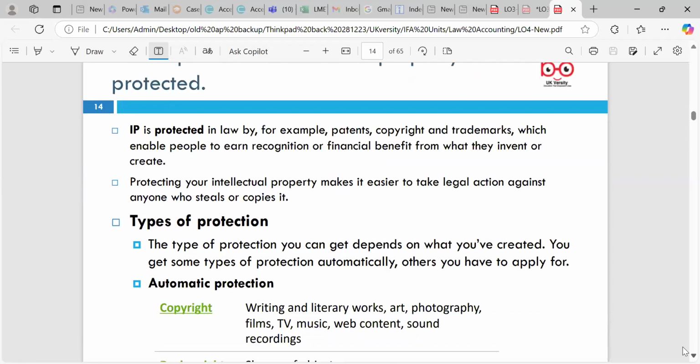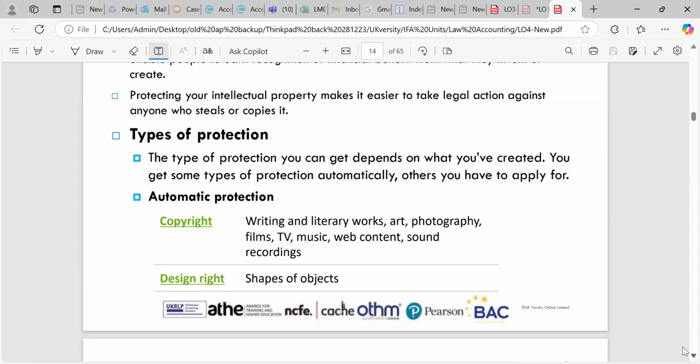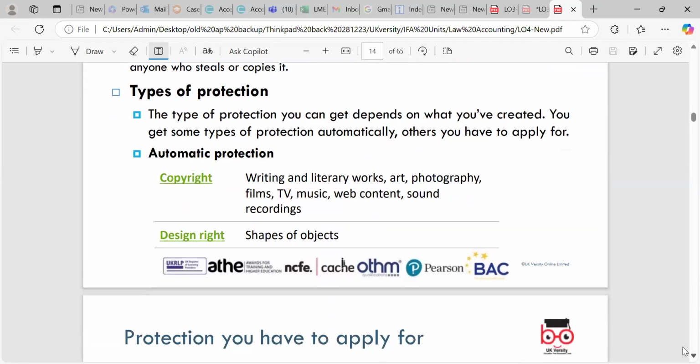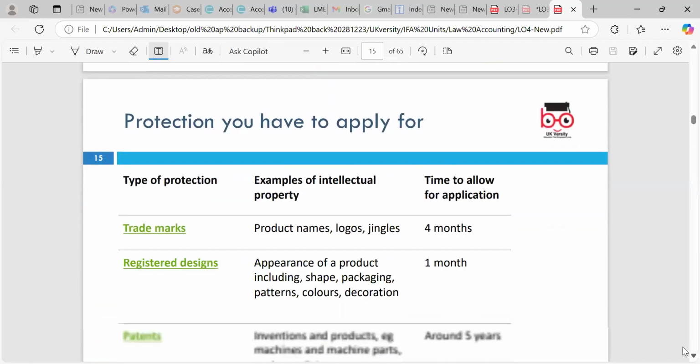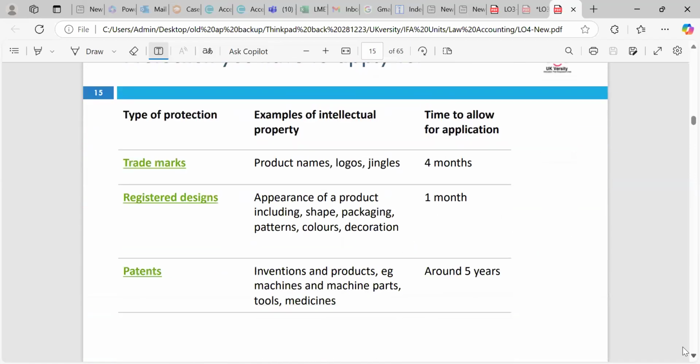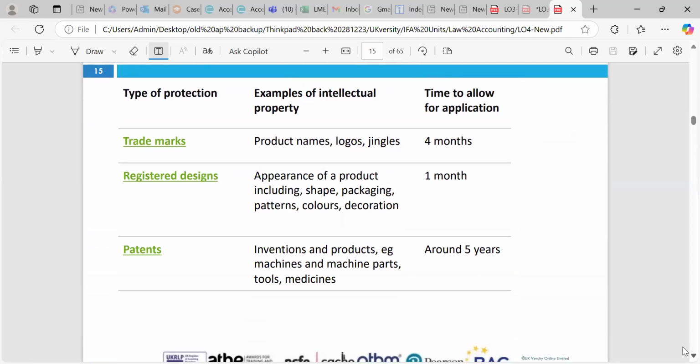By law, for example, patents, copyrights, and trademarks, the person earns the recognition and the financial benefit from what is invented and created. For many years somebody could copy your research. It's very difficult nowadays because we are on the internet, with ideas and sharing, but you can still protect your work, and that can be registered internationally or locally. Copyrights cover writing, art, photography, and can be design, shapes, and subject. You can trademark, of course, your logos, which has a time frame for application.